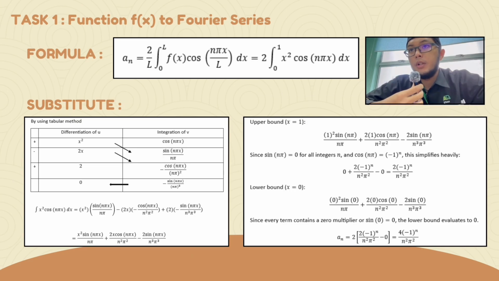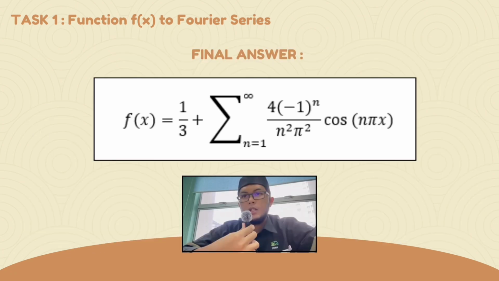Then we proceed to find an, which is 2 over L integral from 0 to L of f of x cosine n pi x over L dx. We already know L equal to 1, and we already know the function, which is x squared. We evaluate this integral by using the tabular method here, and we input the upper bound and lower bound, basically the upper limit and lower limit, inside this expression. And lastly, we get the final answer for this particular question.